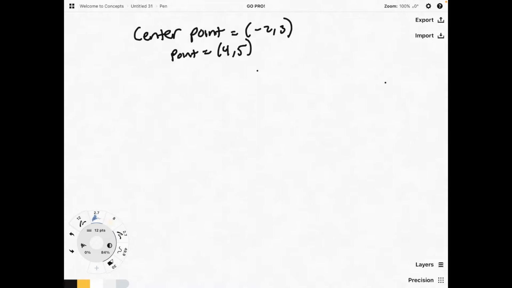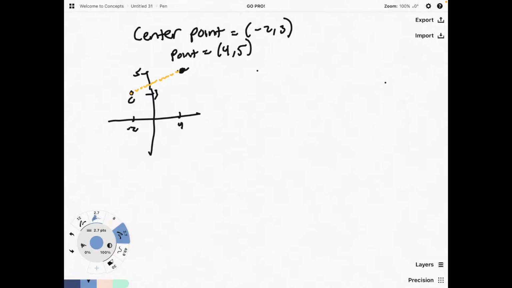Okay, if we wanted to graph this out just to see what it would look like, (-2, 3) is our center point, and we have a point that is (4, 5). So this is 3, this is -2, this is 4, and this is 5. So that's your distance, and this would be your circle. Now it's a pretty bad circle, but you guys understand.